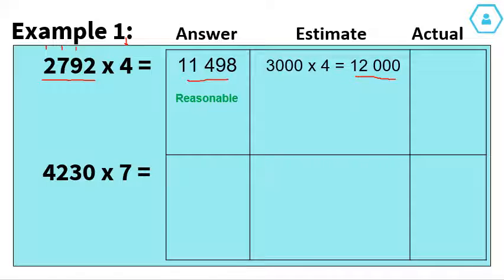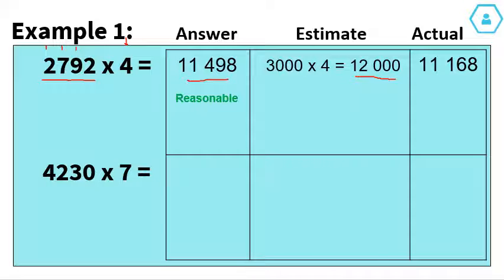Yep, it's less than 12,000. It's fairly close to 12,000 in terms of the thousands. It's not far too small, it's not far too big. So I'd say that's a reasonable answer. And the actual answer, so let's say I go back and double check it, whether that's on a calculator or whether that's checking my working out, is 11,168. So it is a reasonable answer.